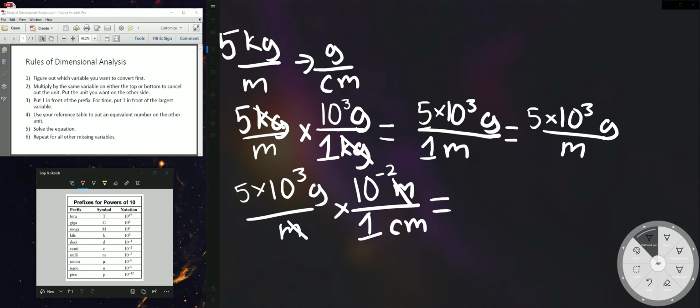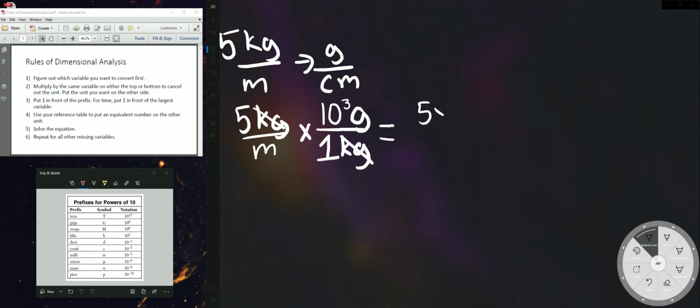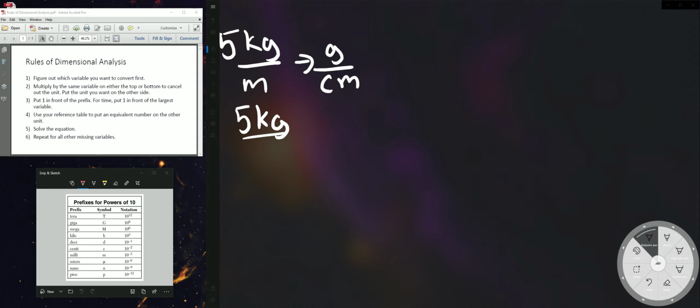Now, we want to finish solving our equation. All these numbers on top, 5 times 10 to the 3 times 10 to the negative 2, is going to be 5 times 10 to the 1 g over cm. And now you've finished solving number 1. Feel free to pause there to see the entire format.